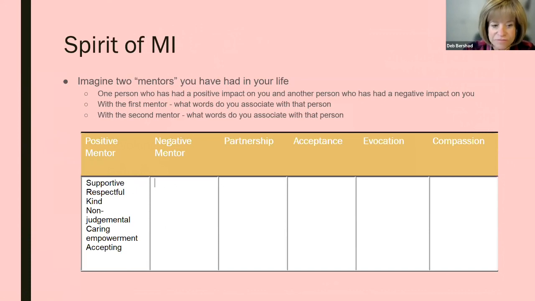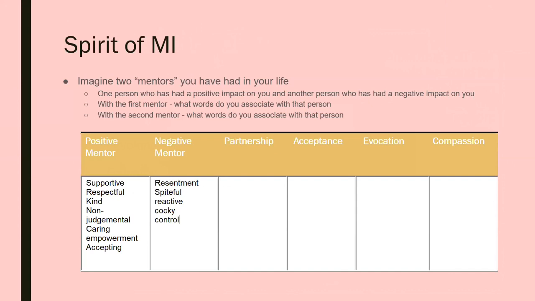And then switching to a negative mentor, someone who had a negative impact on you. What are some words you would associate with that person? Resentment. Spiteful. Reactive. Cockiness.